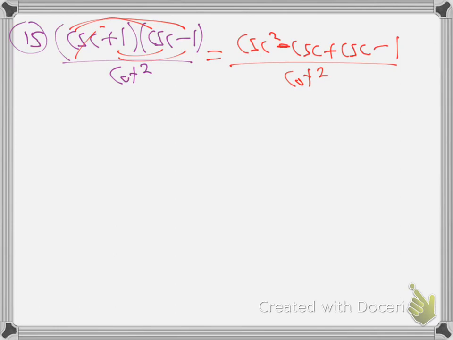Everybody good so far? I just FOILed out that top. First to both, second to both. And then these 2 in the middle cancel, right? Cosecant squared minus 1 over cotan squared, like that. See what happened there? How we doing?